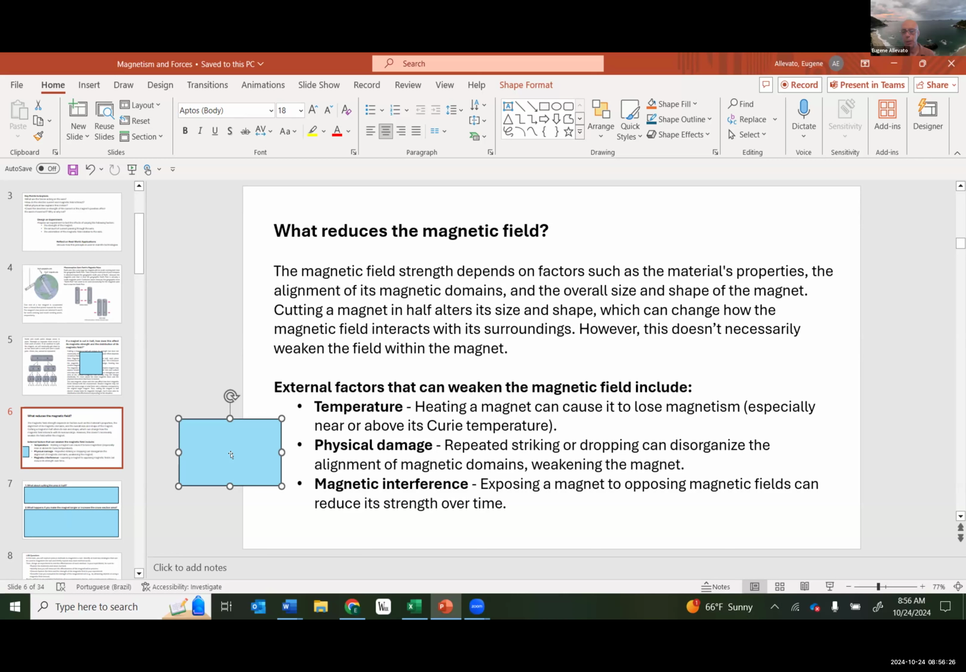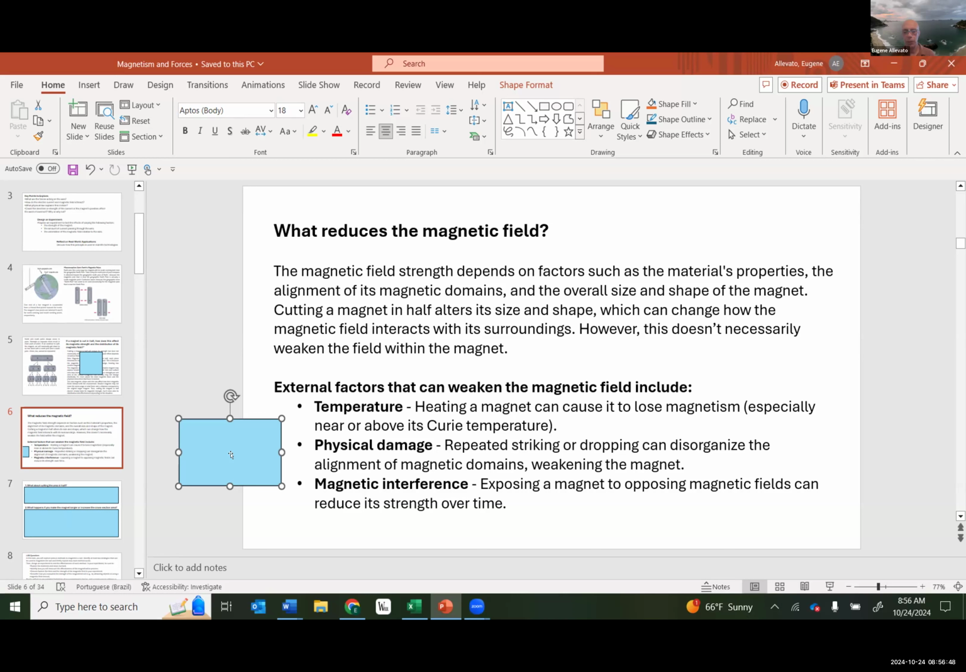Curie temperature is the temperature at which a magnet is heated up to a certain point that it completely loses its magnetism. So this is a property of magnetic materials: if you increase the temperature, it comes to a point that they are not magnetic anymore.